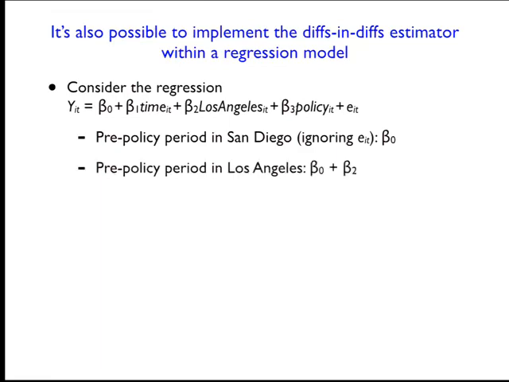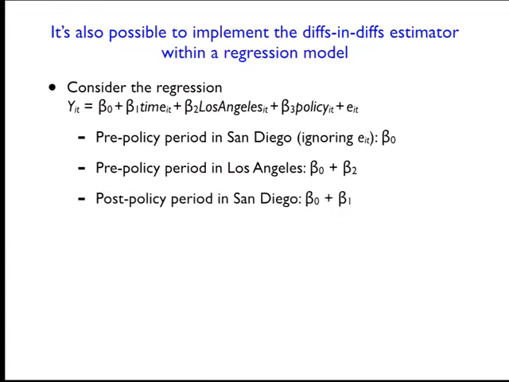Then if we want to think about what's going to estimate the value of y in the pre-policy period in Los Angeles, you could go through and realize it's going to be beta naught plus beta 2, right? Because now we're in Los Angeles, so that Los Angeles dummy turns on, but we're still in the pre-period. So time is still set to 0, and policy is still set to 0 because it's the interaction between time and Los Angeles. So now the only two coefficients that are going to appear are beta naught plus beta 2. So that's going to give us the average value of y in Los Angeles prior to the policy turning on.